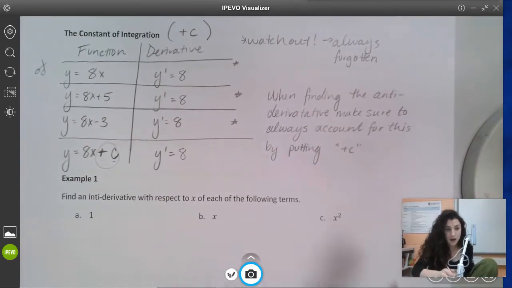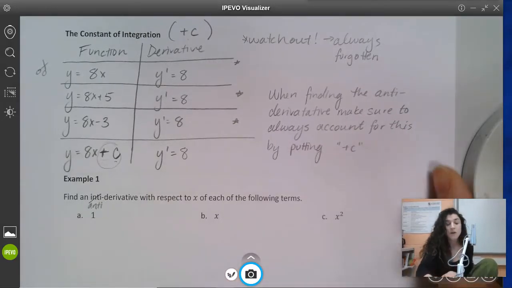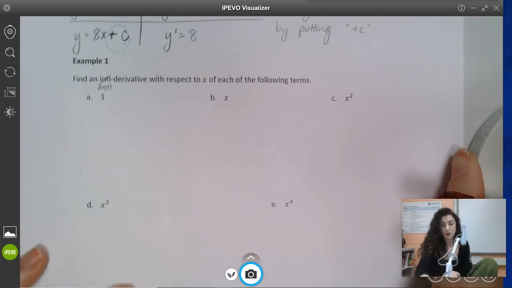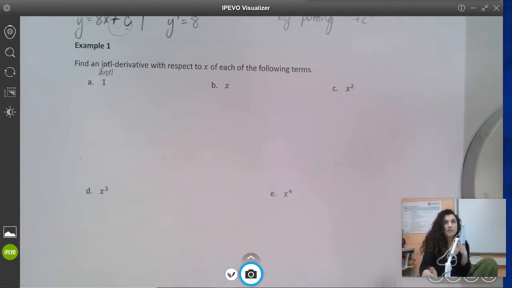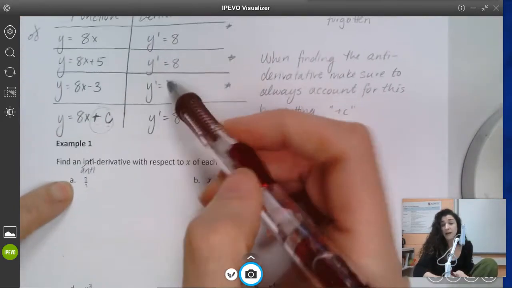So let's work on finding an antiderivative with respect to x for each of the following terms. So trying to think about it backwards, if we have a value that has no x on it, we can kind of think back to what we just did up here.